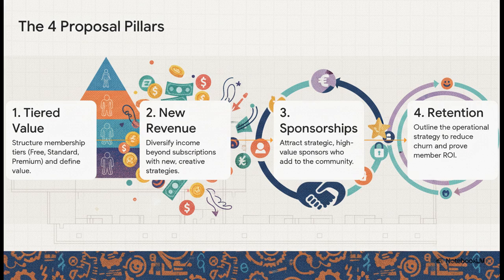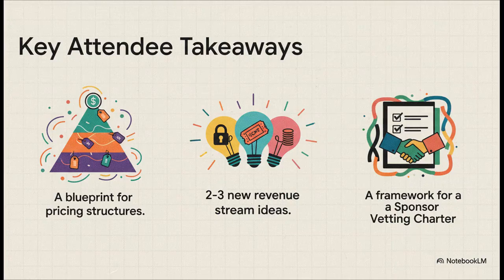So how do you answer that question? Your proposal needs to stand on these 4 pillars. First, you got to show you know how to build a tiered value architecture. Think free, standard, and premium levels. Second, what about money beyond memberships? You need strategies for that. Third, sponsorships, not just getting them, but getting the right ones. And finally, you have to nail the operations and retention strategy. It's the whole shebang.